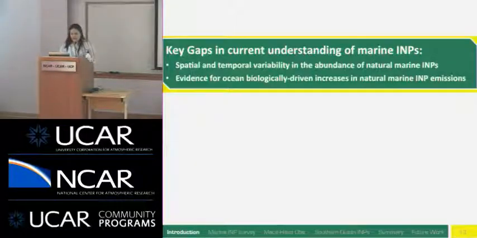So first, the spatial and temporal variability in the abundance of natural marine INP is pretty unknown. We may have some INP concentrations in remote regions, but really understanding how variable it is specifically from the marine sector is not well characterized. We also have no direct evidence of ocean biologically driven increases in natural marine INP emissions. So while we have spatial correlations, sea surface microlayer samples, and laboratory studies, no one's actually been able to identify this actually happening in the real environment. So that's what we set out to do.